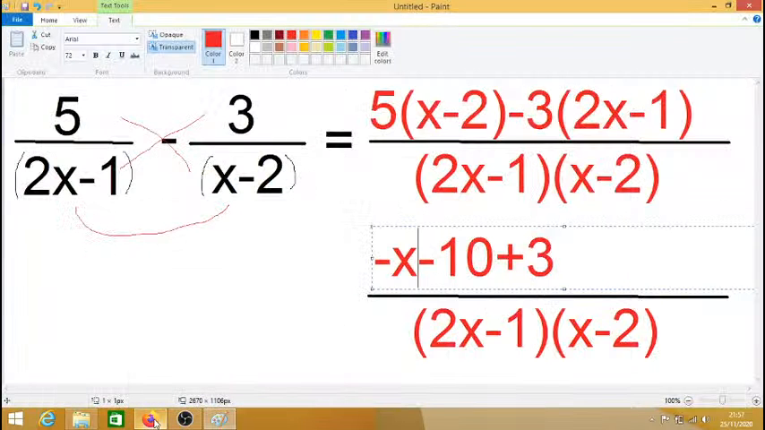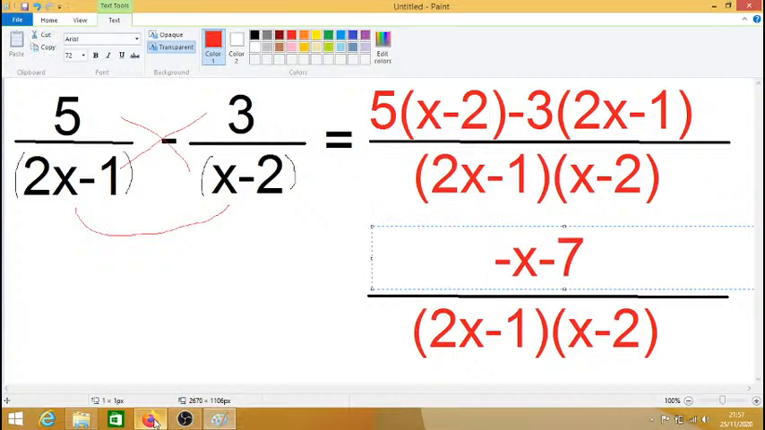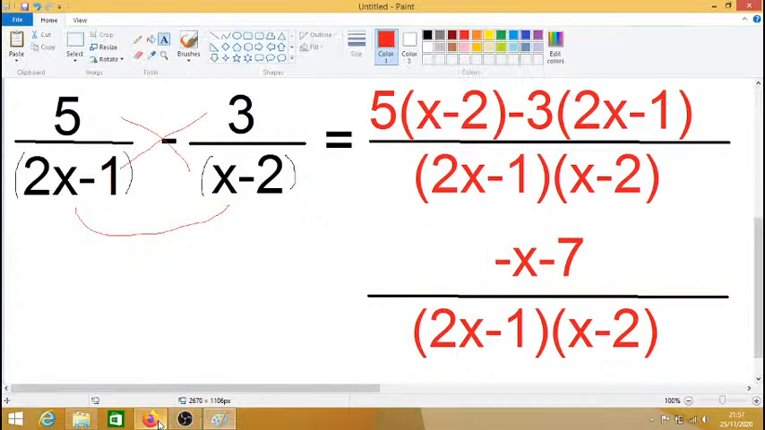Okay, not as fast today, no problem. Minus 10 plus 3 would simplify to minus 7. So you'd end up with minus x, minus 7 on the top, and 2x minus 1, x minus 2 on the bottom. Okay, well done. Try practicing that.